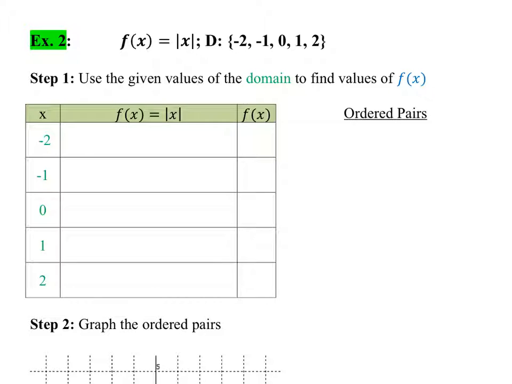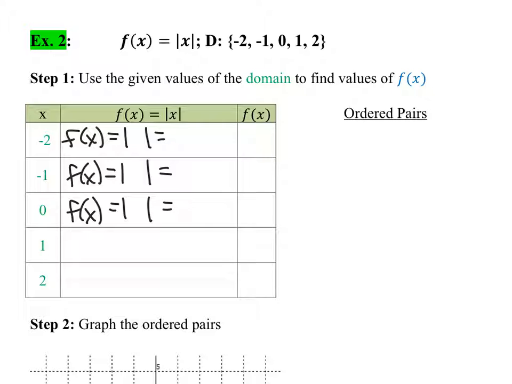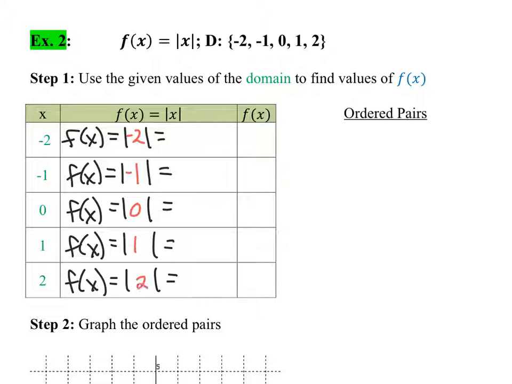So for example 2, this is our function rule. It's just the absolute value of x, and this is our domain. So we're going to plug into here, f of x is equal to the absolute value of something. And then we're going to plug in our domain values of -2, -1, 0, 1, and 2.